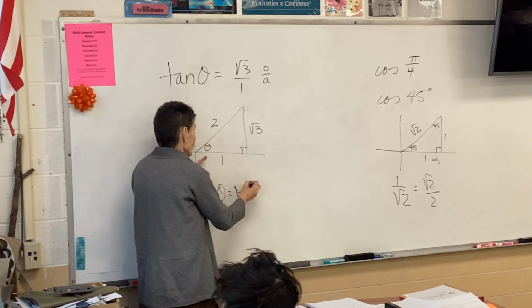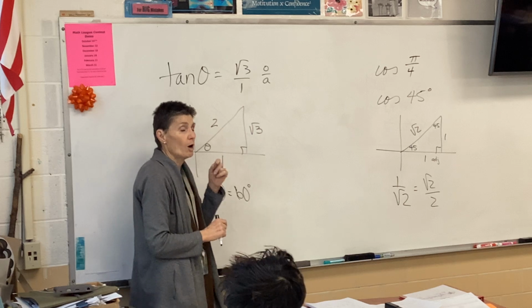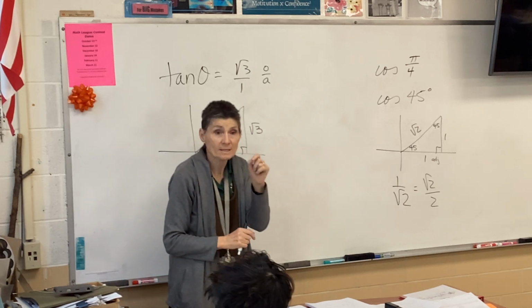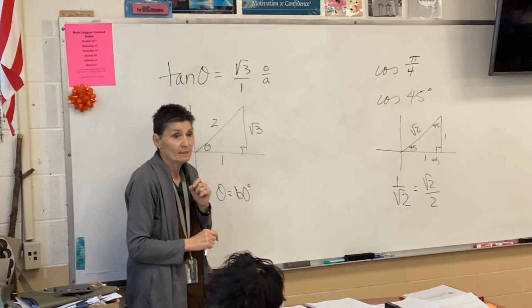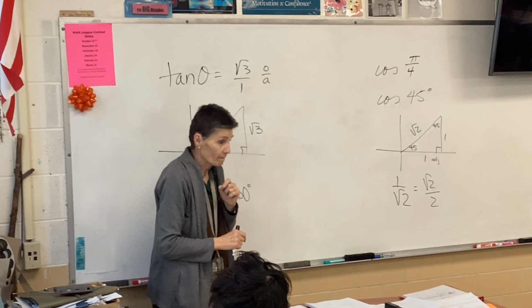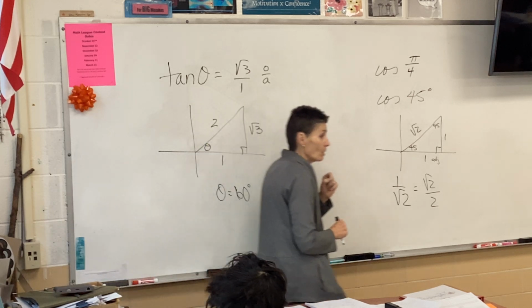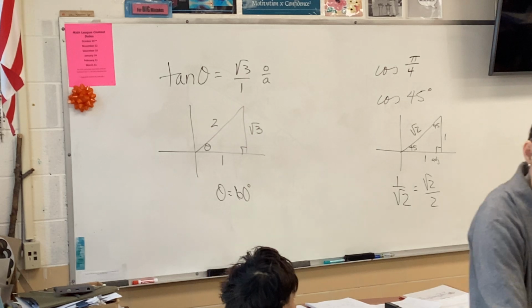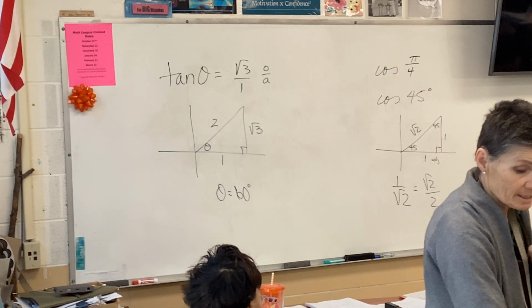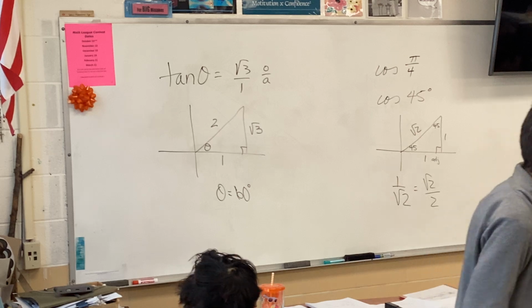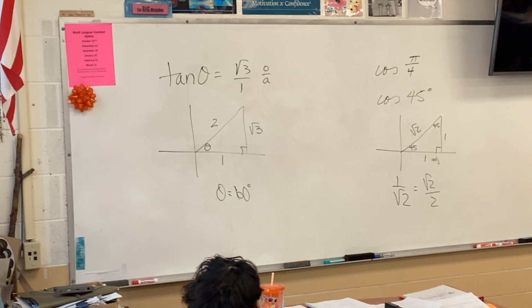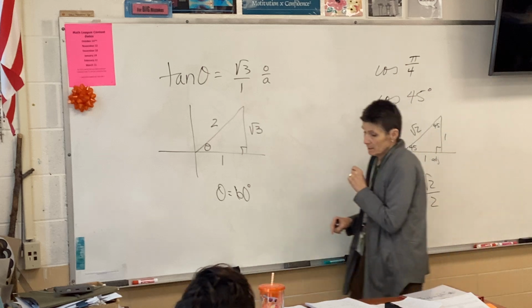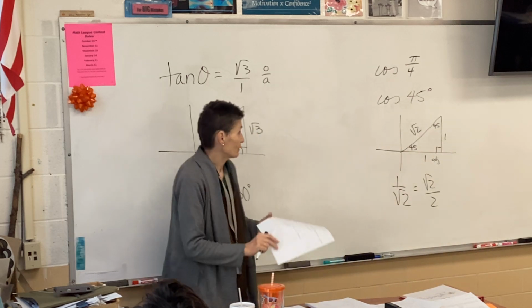Guys, you gotta memorize that orange sheet, look at it. Across from the 60 is a root 3. I even wrote it at the bottom of the sheet. I said 30 goes with 1, 60 goes with root 3, 90 goes with 2. So the answer to the problem is 60 degrees.